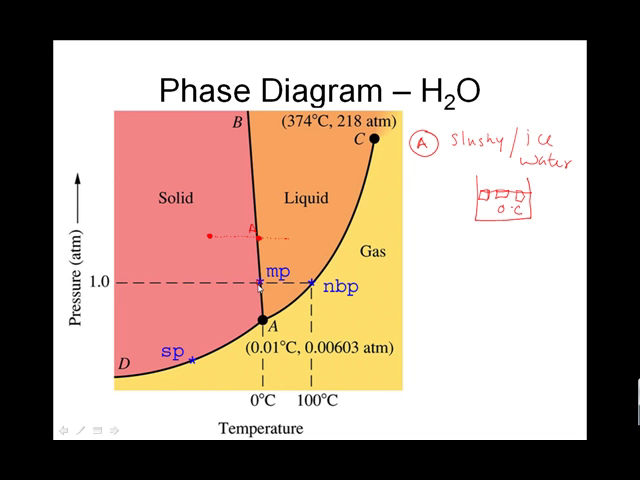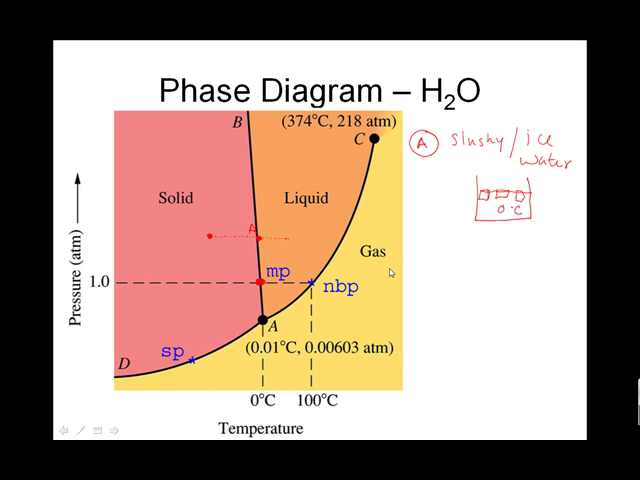So at this point, I'm going to have 0 degrees at sea level. My ice water is going to be at 0 degrees Celsius no matter how much ice I have in it. It could have lots of ice and it could have a little bit of ice, but as long as I have a liquid and an ice in one container, it's going to be at 0 degrees Celsius.